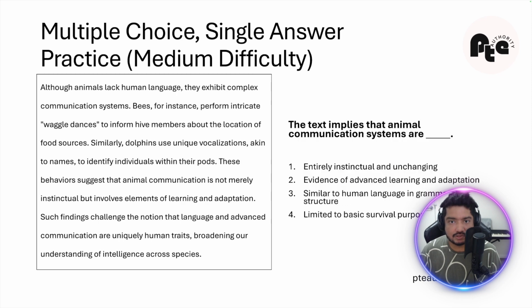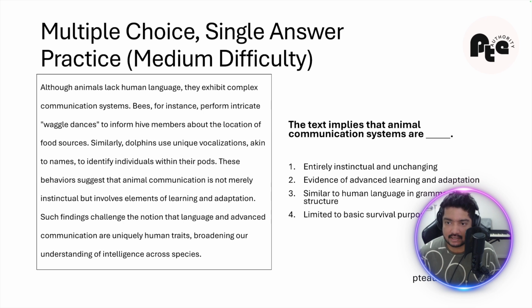Now let's go to the next question. I want you to try this on your own. Pause this video, and once you're back, let's do this together. Okay, so let's read the question prompt first. QTA method. We are following the QTA method, so we need to read the question prompt first.